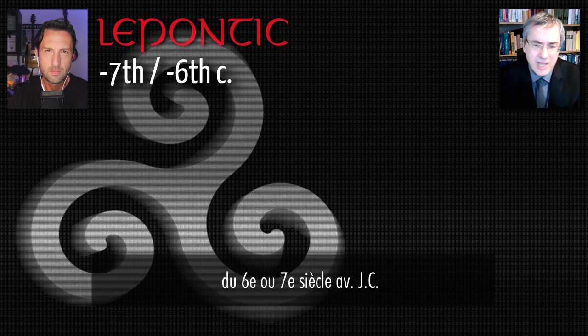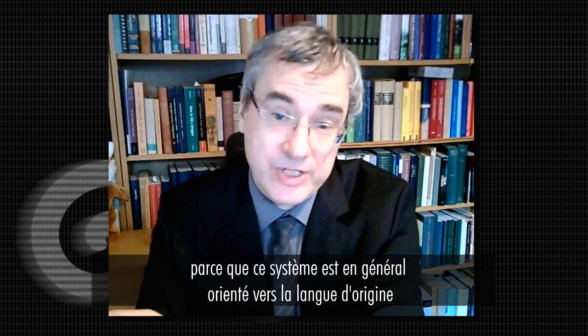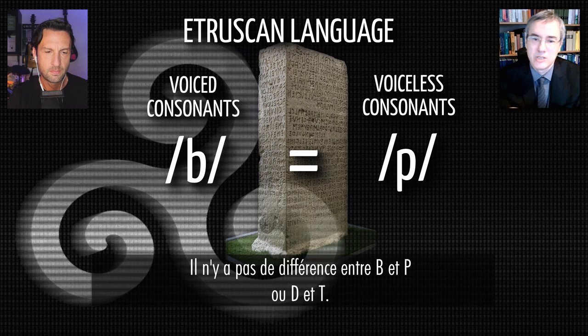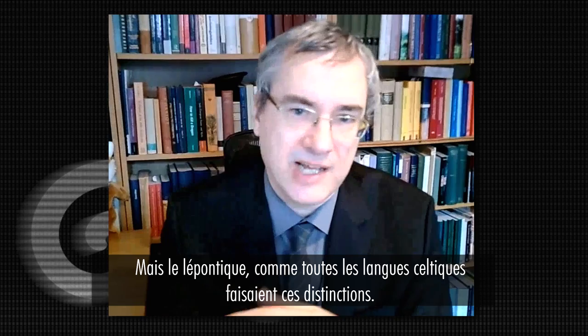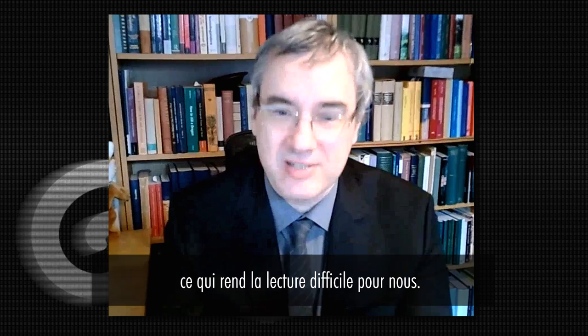And to be fair, it's always a bad idea to use a writing system of somebody else, because that writing system is usually geared towards that other language. And that other language is obviously different from your own language. And we can see that very clearly in the case of Lepontic. The Etruscan language for which this writing was originally devised, for instance, made no distinction between voiced and voiceless consonants. So there's no distinction between b and p or d and t. So they only had a single sign for that. On the other hand, Lepontic, like any old Celtic language, made this distinction. But when they took over the writing system from the Etruscans, they only had a single sign to write either d or t or g and k, which for us makes the reading of those languages rather a challenge.